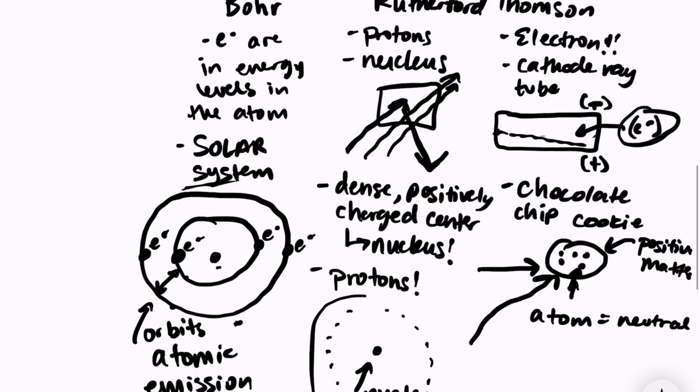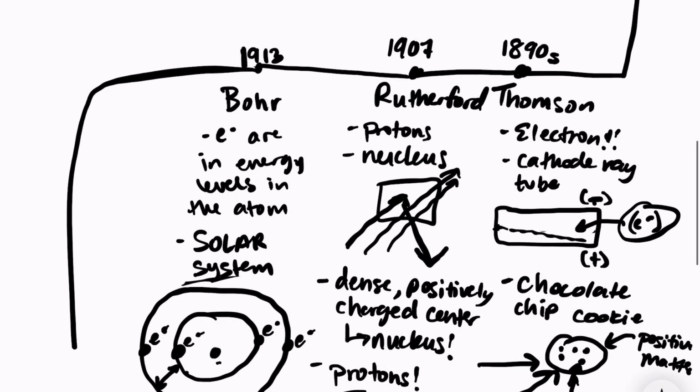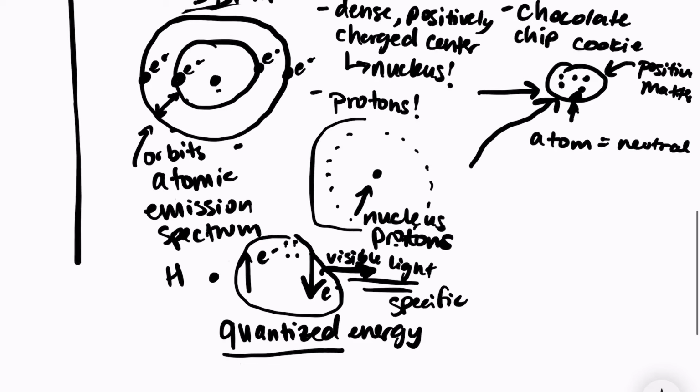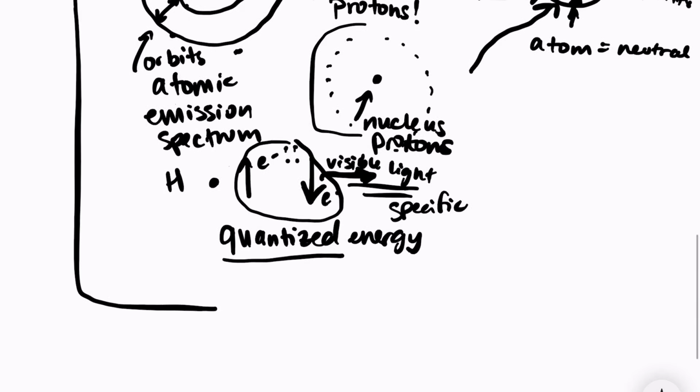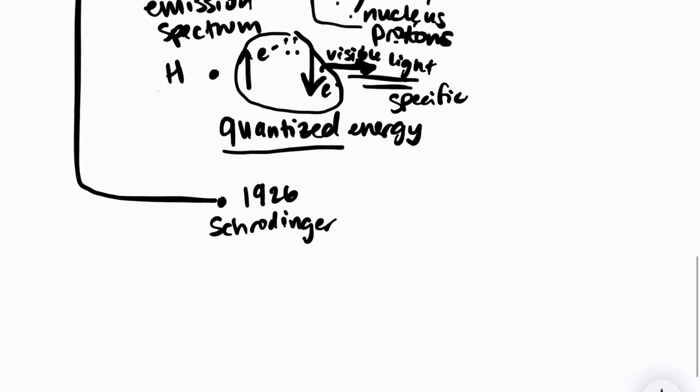And Bohr was almost correct. He was on the right track, but he was missing a little bit of key information. One problem with his theory was that his model actually only worked for hydrogen, didn't work for any other elements on the periodic table, which was definitely a red flag. But the next guy, his name was Schrödinger, and he put his theory together in around 1926. And he made a little bit more sense out of what was actually happening with electrons on the atomic level.